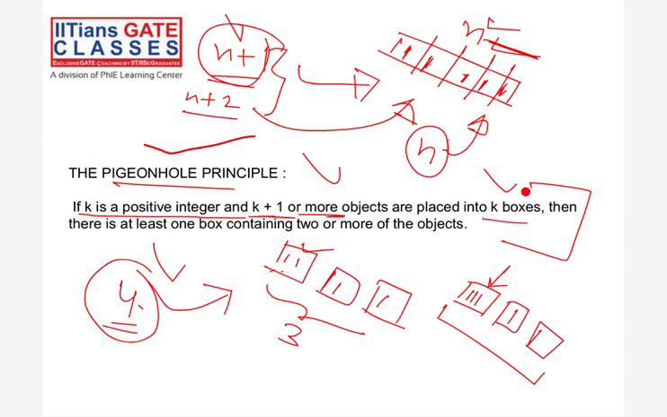Now in our definition we have used the word boxes instead of pigeonholes, and the word objects instead of pigeons. But you can understand how the pigeonhole word comes. This is a very simple, very intuitive principle, so anyone can understand the statement of the pigeonhole principle. But you will be surprised to see how many complex problems this simple pigeonhole principle can solve.